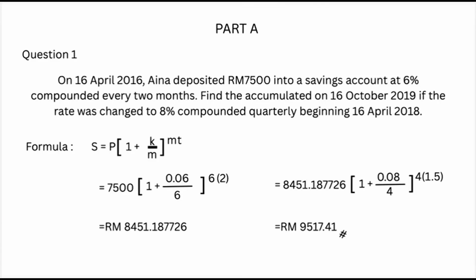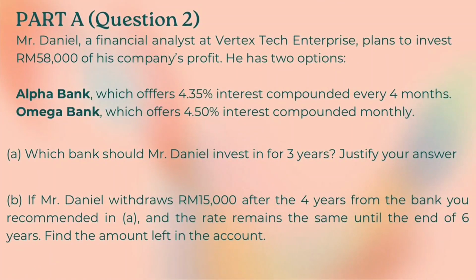After that, we need to find the accumulated amount for the rest of the time. First, for P, we need to use the previous answer that we just calculated. K is 8%, M is 4 because it is quarterly, and T is 1.5. So the final answer is 9,517.41.